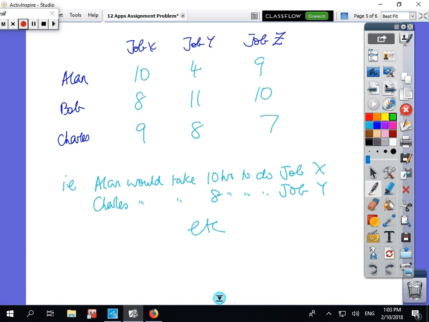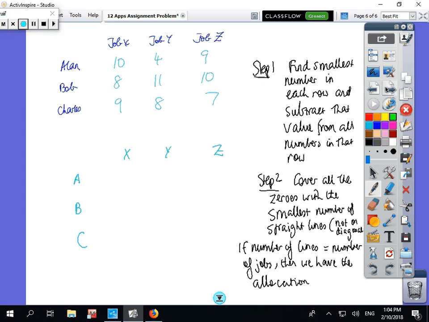For instance, how to read this table. Alan and X is 10, so he would take 10 hours to do job X. Charles intersecting with job Y is an 8, so Charles would take 8 hours to do job Y. So that's how you read the table. On this page we'll look at the method on how to solve it. Job X, job Y. I've just transferred the information.